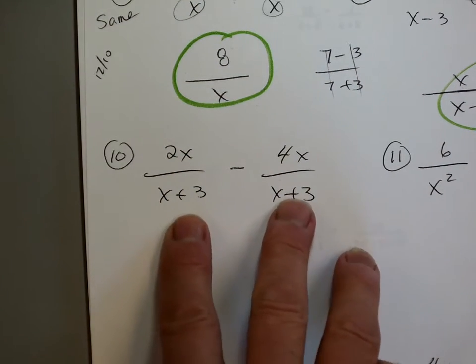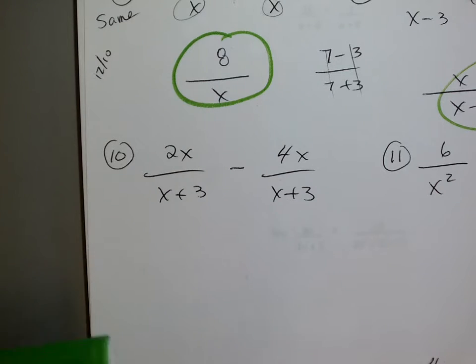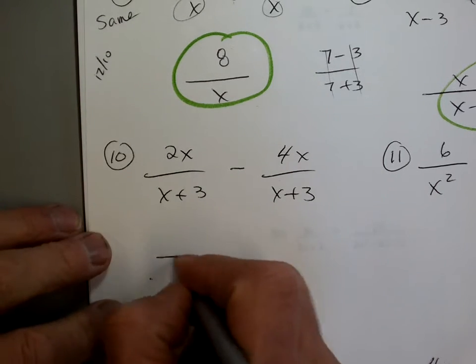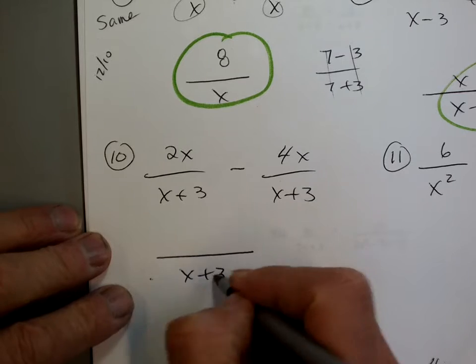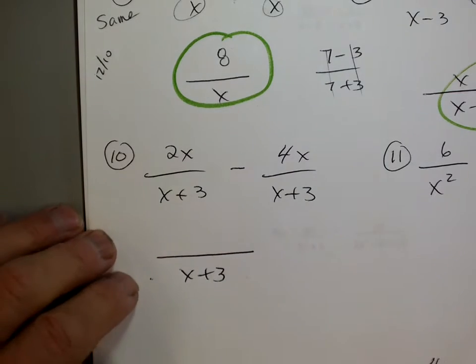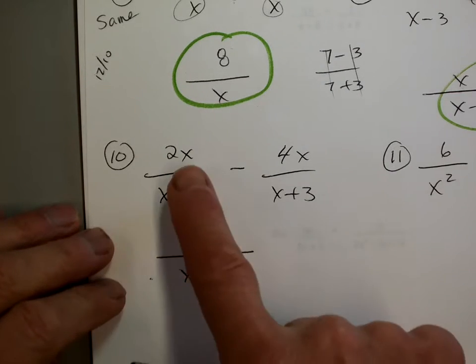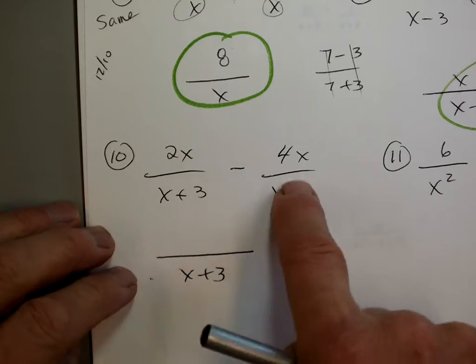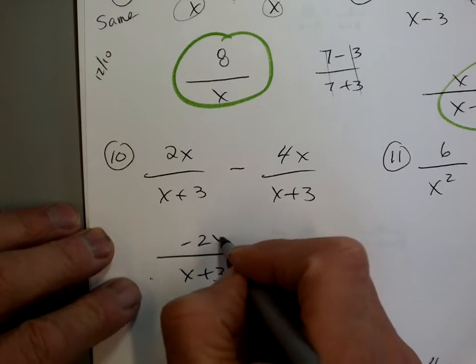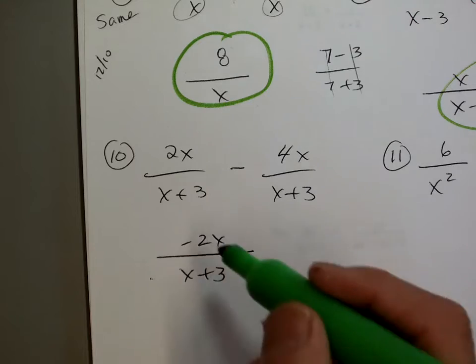Now, number 10, same thing. It already has a common denominator, so boom, write it down. They have a common denominator. It is an x plus 3. Awesome. So you have a common denominator, then subtract the numerators. 2x minus 4x makes a negative 2x. That's it. You're done. Okay, boom, you're done.